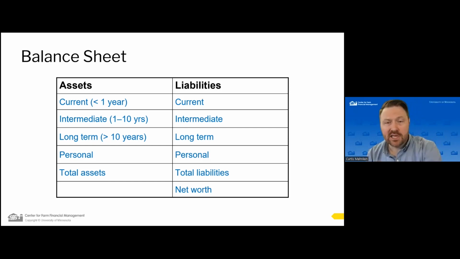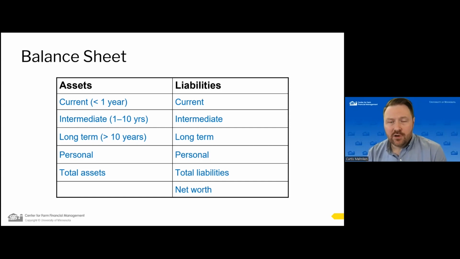Then on the liability side, current, those are things that you're going to have to pay back within the next year. Then intermediate, those again, those are your term loans where maybe it's a 5-year term loan that you have. Think of tractor loans, vehicle loans, those would go in those categories. And then long term, those are going to be anything that has an initial repayment term of more than 10 years.